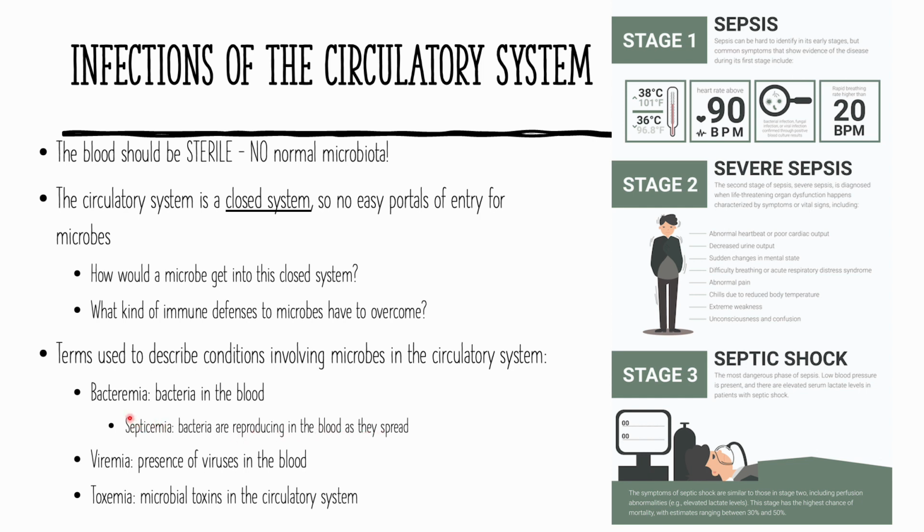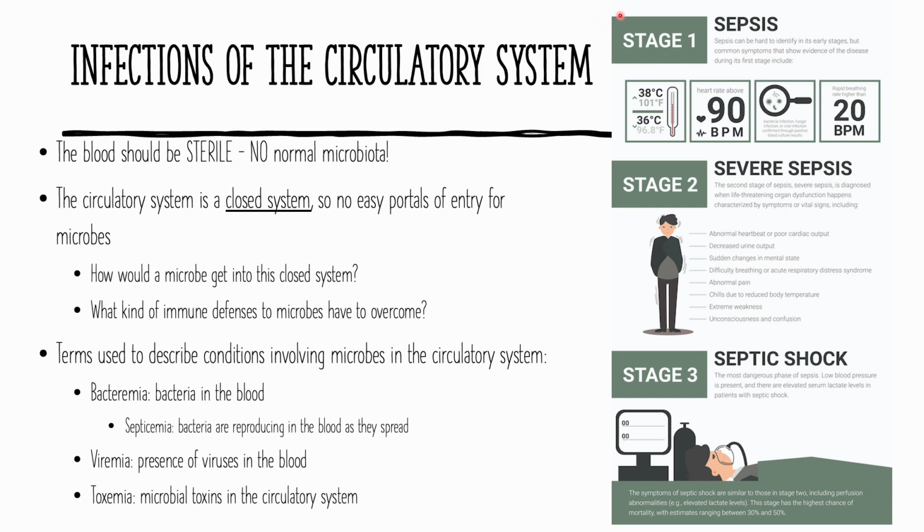So septicemia is more dangerous than bacteremia. Septicemia involves bacteria that are actively reproducing. Viremia is the presence of viruses in the blood, and toxemia is the presence of microbial toxins in the circulatory system. We'll talk more about this in a few slides, where we'll discuss sepsis in more detail.